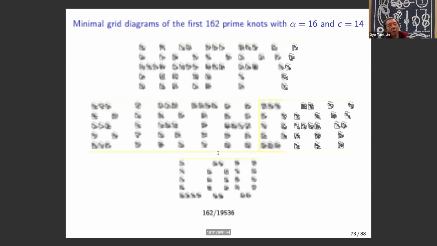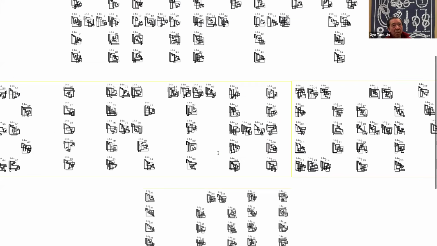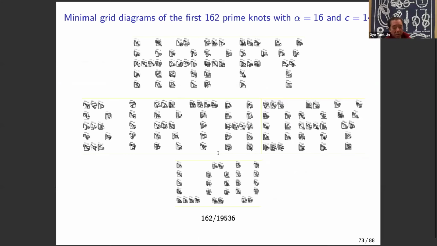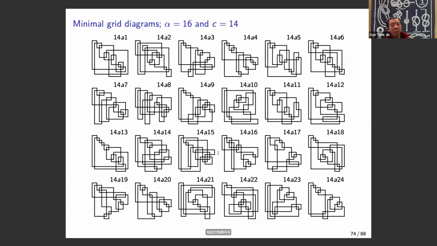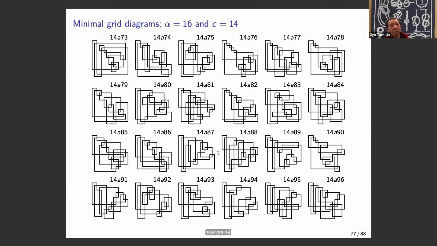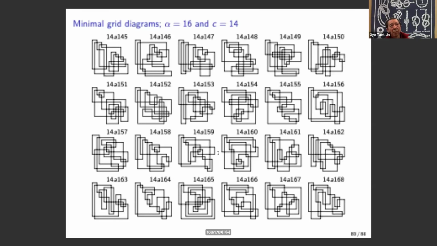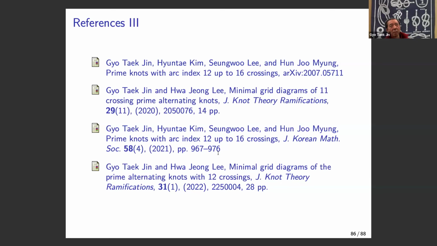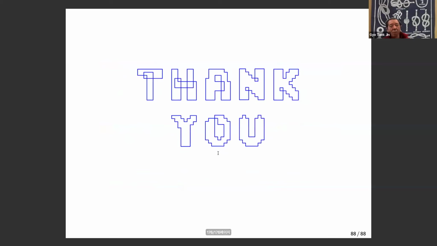And for the arc index 16 case, I show you the first 162 because it's here. So happy birthday, Lou. And then here you have bigger diagrams. And the references. Thank you.